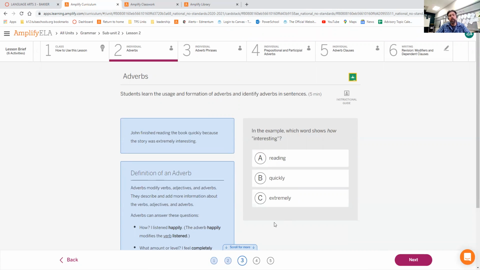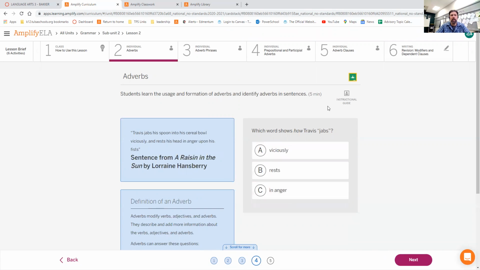Third one. John finished reading the book quickly because the story was extremely interesting. Okay, the story was interesting. And how interesting was it? Extremely. C is your correct answer. I'm going to let you guys do 4 and 5 on your own, and I'm going to go to the third slide.